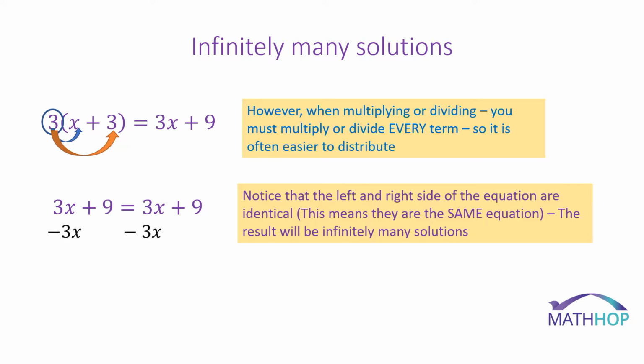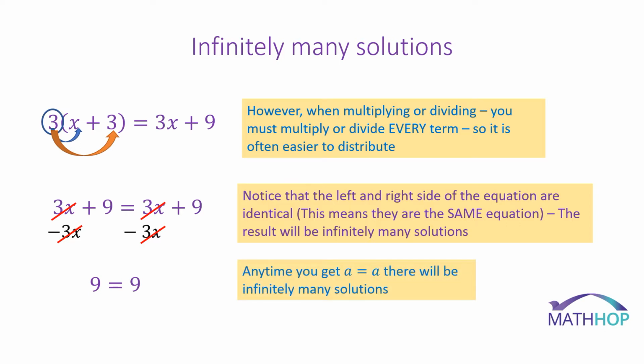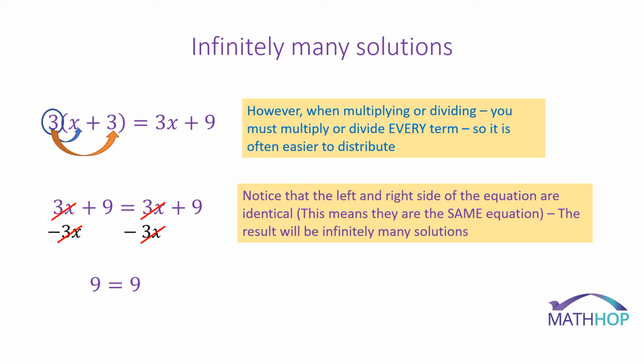If we subtract 3x from both sides, 3x minus 3x is nothing. We are left with 9 equals 9. Anytime you get a equals a, or the same number equaling itself, there will be infinitely many solutions. Think about it. How many times does 9 equal 9? Well, every time. 9 equals 9. That's what it equals.